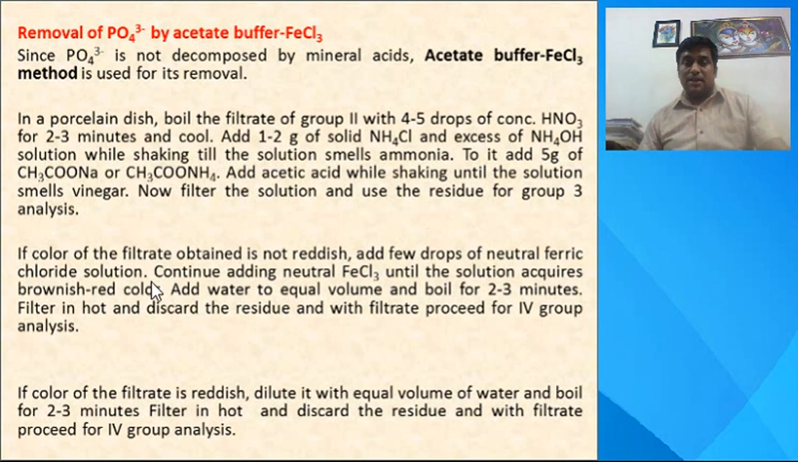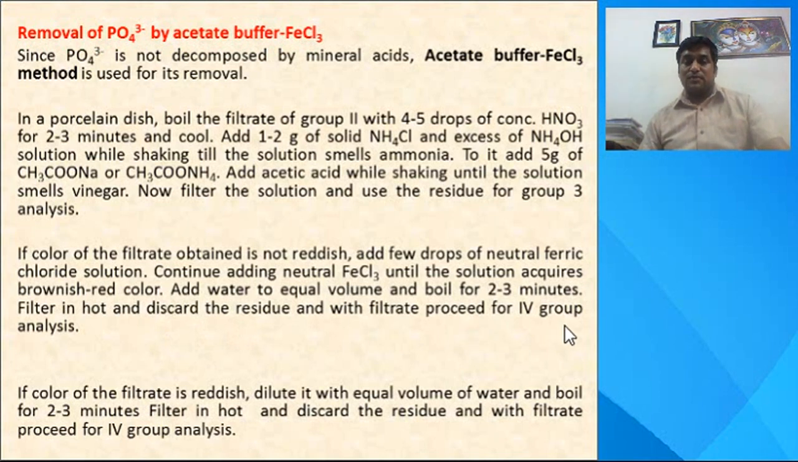Continue adding neutral ferric chloride solution until the solution acquires a brownish red color, which means excess iron is there. Why are we adding excess iron? Because iron will form iron phosphate precipitate. Add water to equal volume and boil for 2-3 minutes, filter hot, and discard the residue, keeping the filtrate.